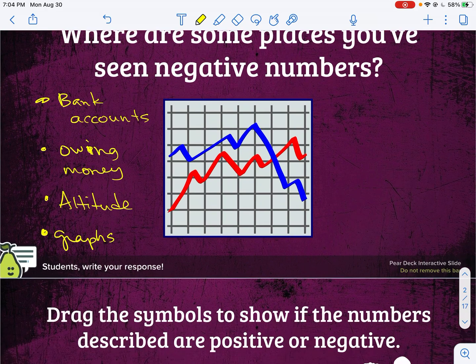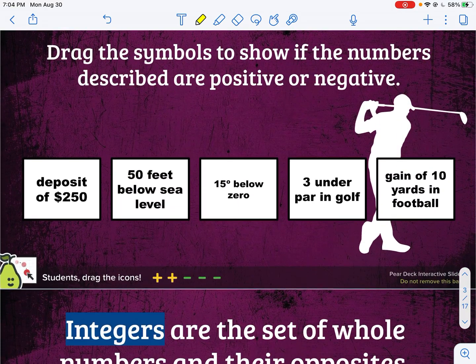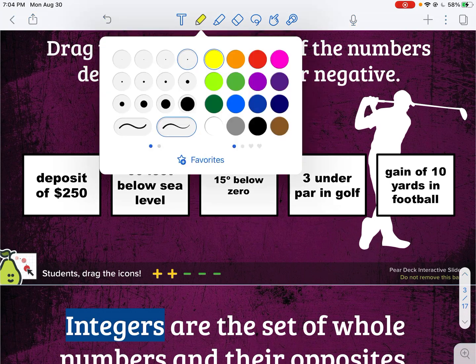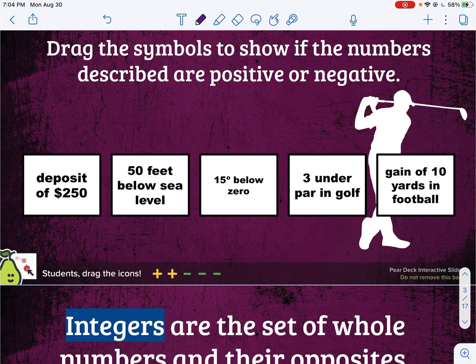Okay. So, right now, drag the symbols to show if the numbers describe positive or negative numbers. Okay, deposit of $250, 50 feet below sea level, 15 degrees below zero, 3 under par in golf, and gain of 10 yards in football. Okay, stop the video and do this.